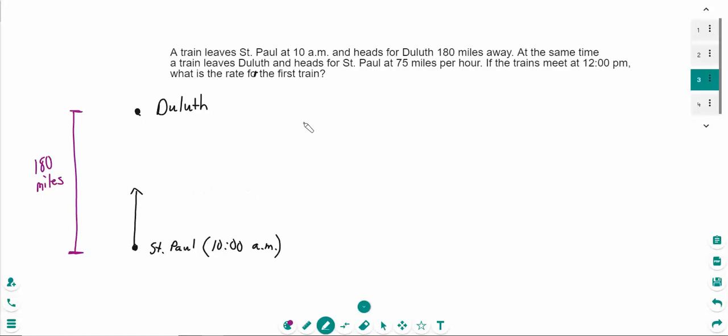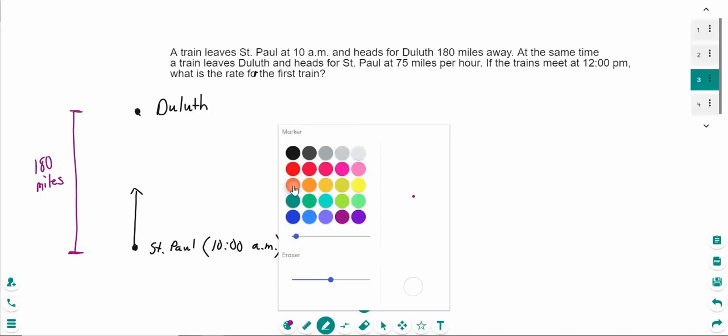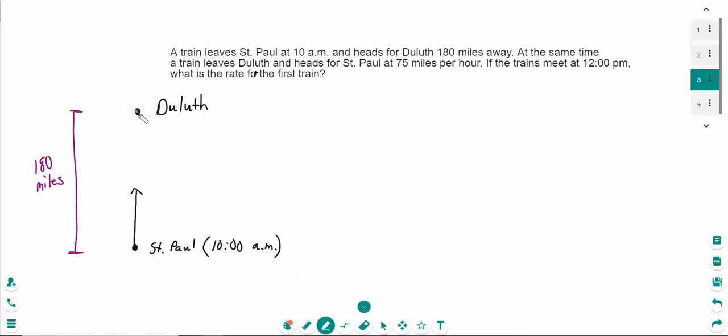Now, at the same time, a train leaves Duluth. So let's get a different color going. A train leaves Duluth, and where's it going? It heads for St. Paul, so it's going this direction. And it's going 75 miles per hour. That's great information. It's going 75 miles per hour.